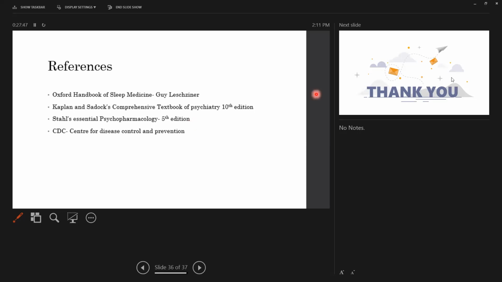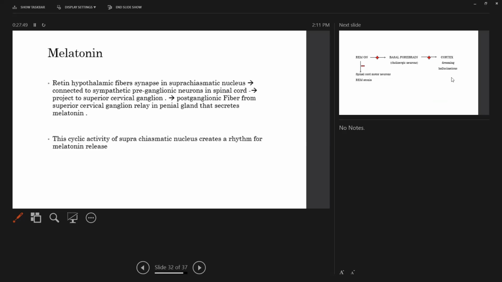That picture I have not inserted here. So basically, when light strikes the retina, from the retina there are retinohypothalamic fibers. They go and synapse in the suprachiasmatic nucleus, which is connected to the sympathetic preganglionic neurons in the spinal cord, and they project further to the superior cervical ganglion. Then postganglionic fibers from the superior cervical ganglion relay in the pineal gland, and the pineal gland secretes melatonin.